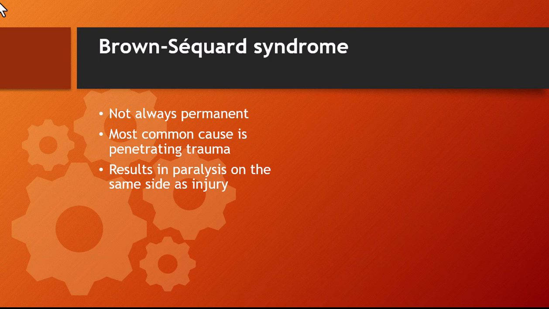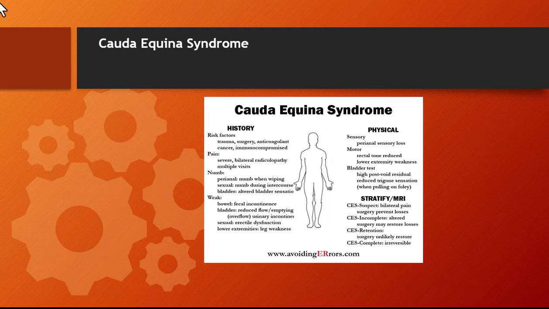The blood loss comes in, and then we have necrosis of nerve cells, and those don't regenerate. Good, very, very good. All right, so any questions on that? All right, next one we're looking at is cauda equina syndrome.